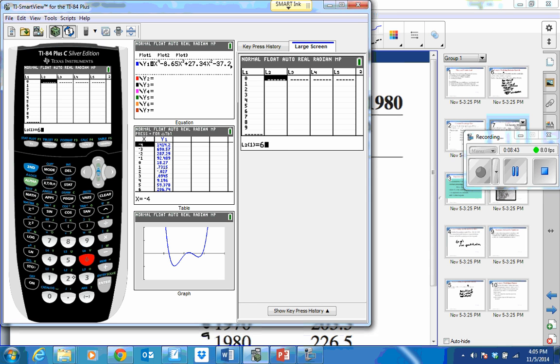So our list 2 is going to be 62.9, 76, 92, 105.7, 122.8, 131.7.